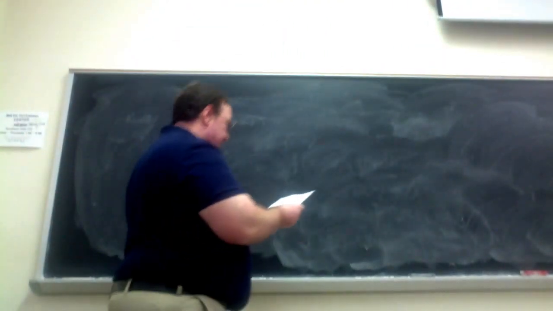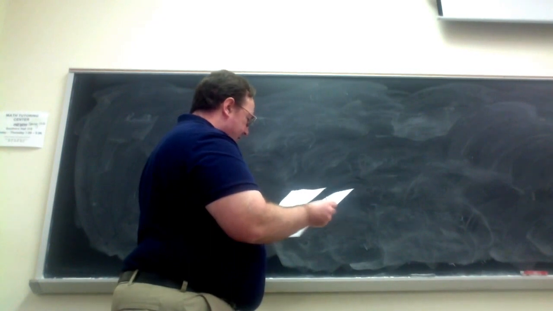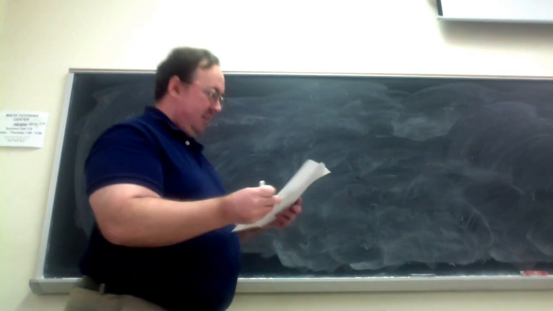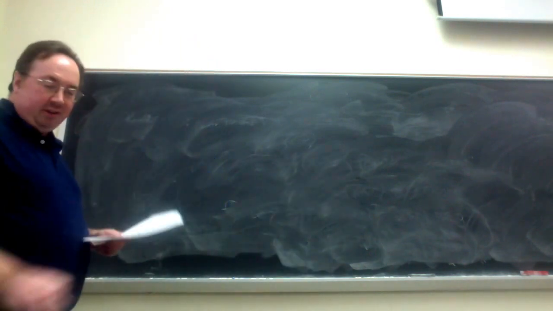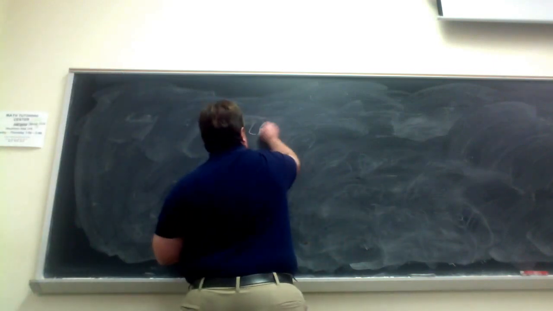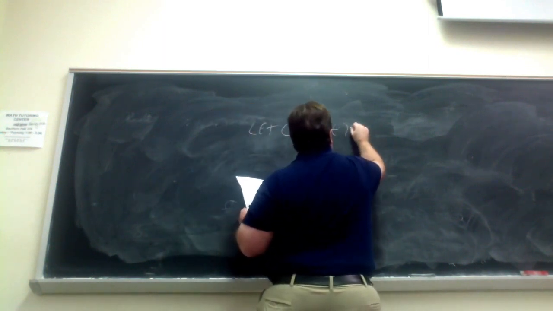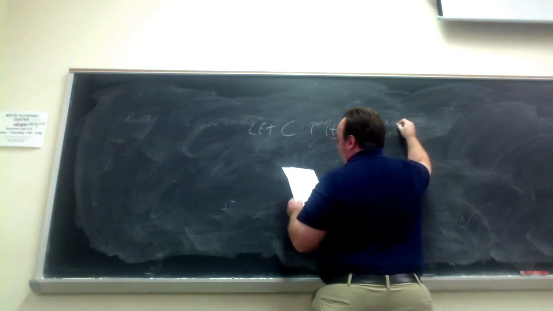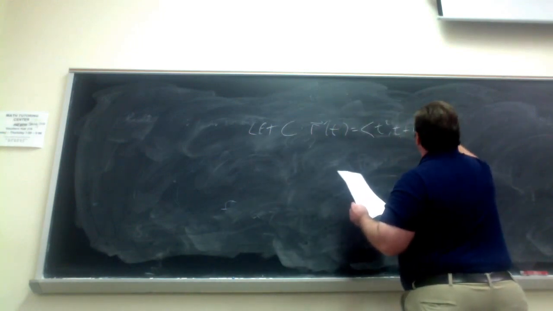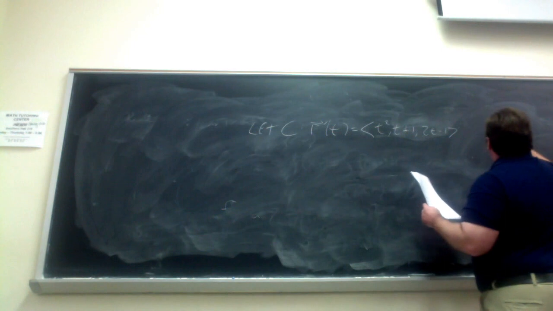Okay, what I really want to present, I won't have time for it, but I do have one more add-on to this example. Now, let's suppose we have a curve C, and it has these parametric equations. So x of t is t squared, y of t is t plus 1, z of t is 2t minus 1, and t goes from 0 to 1.